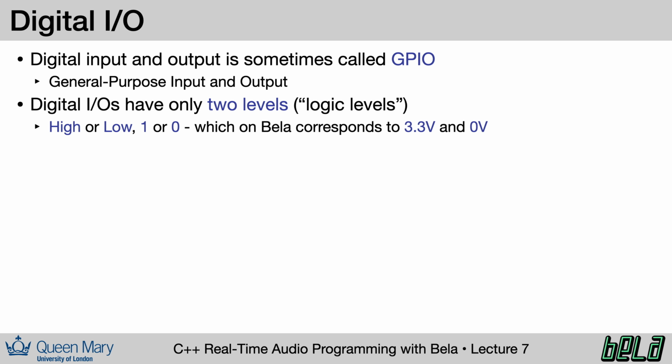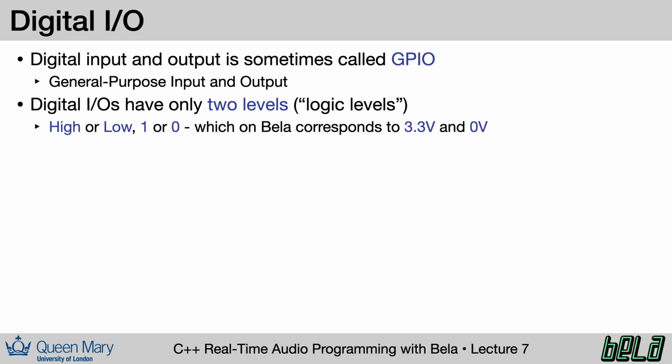Now let's talk a little bit about the theory of the digital pins. Digital input and output is oftentimes known as GPIO. That stands for General Purpose Input and Output, to contrast it with specialized digital buses. Digital I/Os are contrasted from analog I/Os because they only have two valid levels, either high or low, which is sometimes represented as 1 or 0.